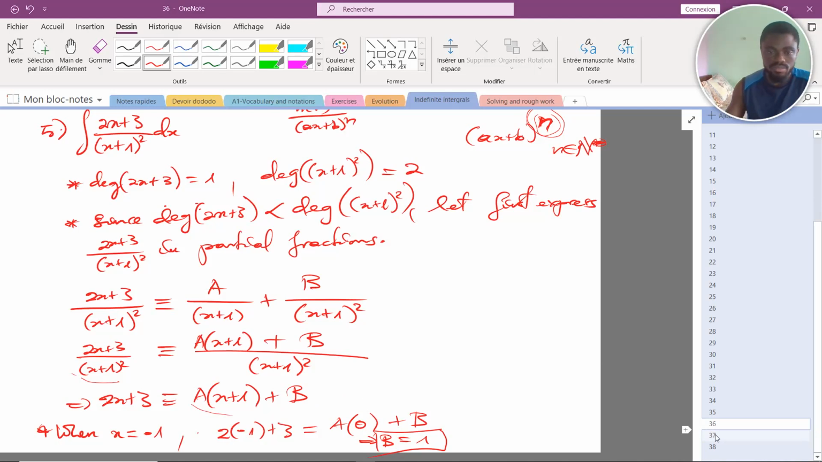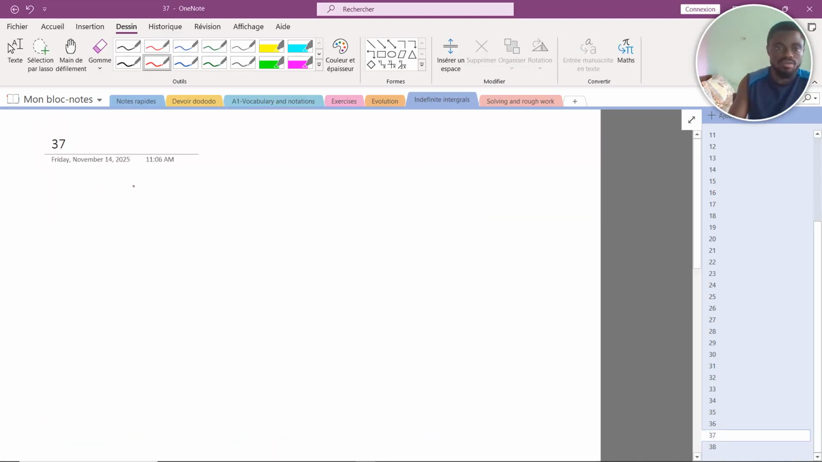Question 30, page 37. So I have 2x plus 3 being identical to a times (x plus 1) plus b. Okay, what I will do is that I will develop this. So this 2x plus 3 will be identical to ax plus a, because when I develop this, this is a times x plus a times 1.